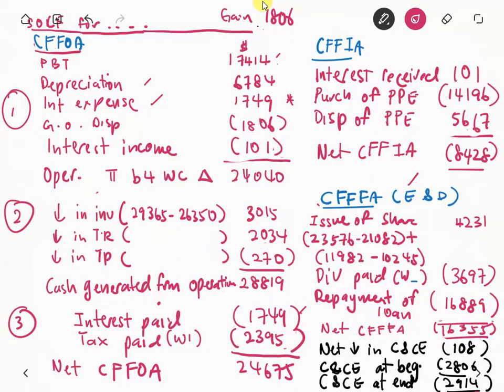Movement. If it's a decrease in inventory, inflow or outflow? Inventory is asset. Asset down, inflow. Receivable is also asset down, inflow. Payable, do we follow? Payable down, cash flow down. Memorize it. After that, we have interest paid and tax paid. Okay, so back to this question.